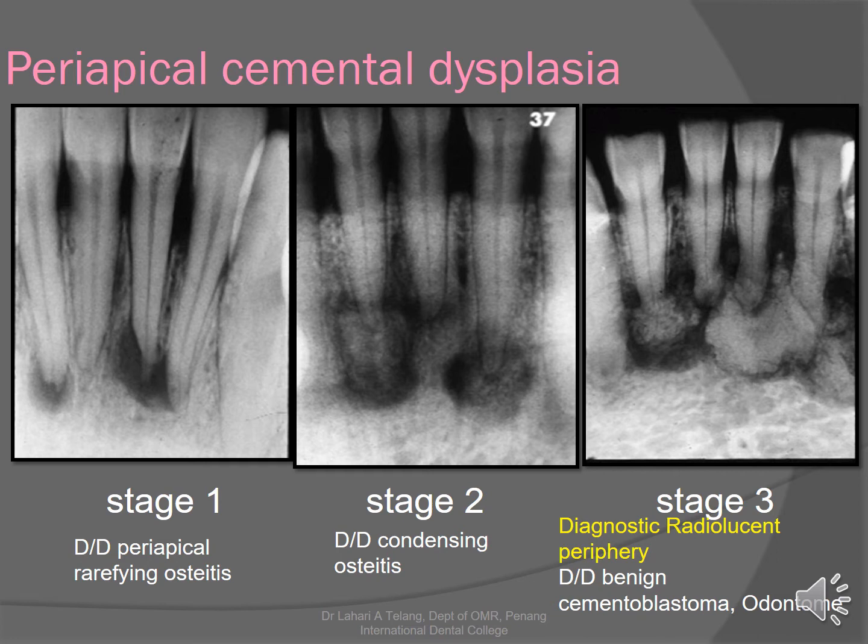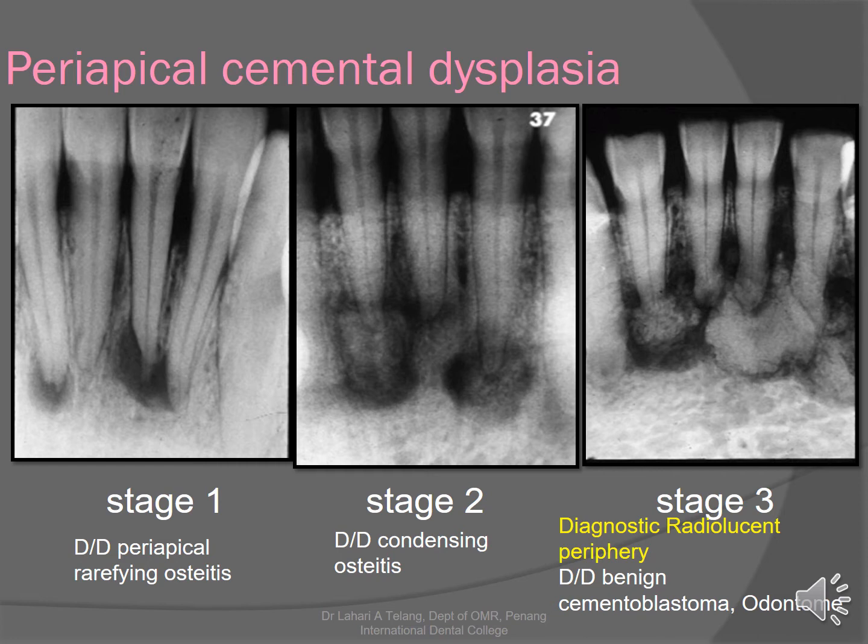Just like in fibrous dysplasia, the first thing that should come to your mind is a maxillary lesion. Lesion involving the maxilla. Periapical cemental dysplasia predilection is generally mandibular anterior region. So here in this radiograph you can see that stage 1 appears radiolucent, stage 2 is mixed radiopaque radiolucent, and stage 3 looks more radiopaque.